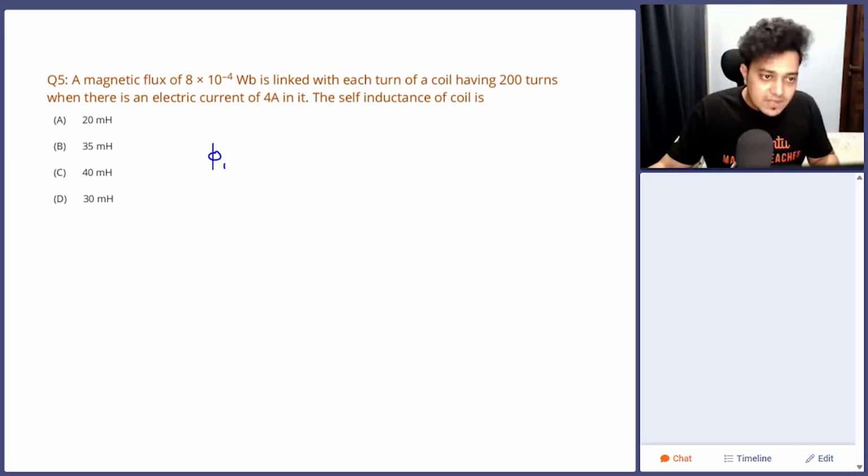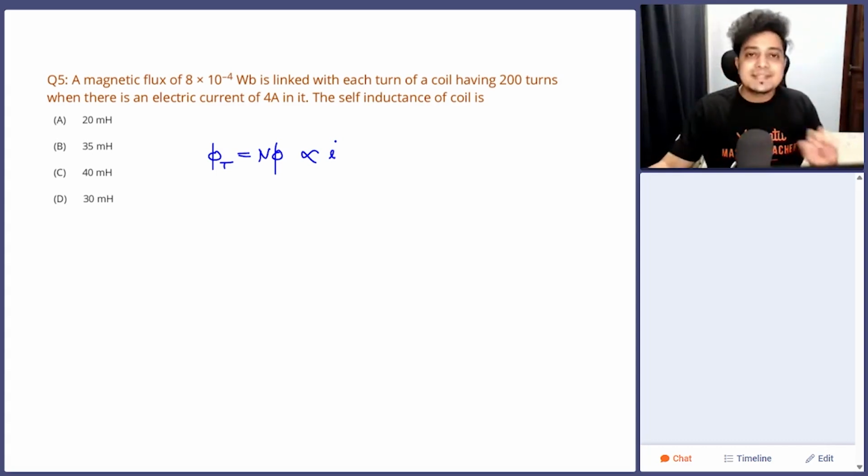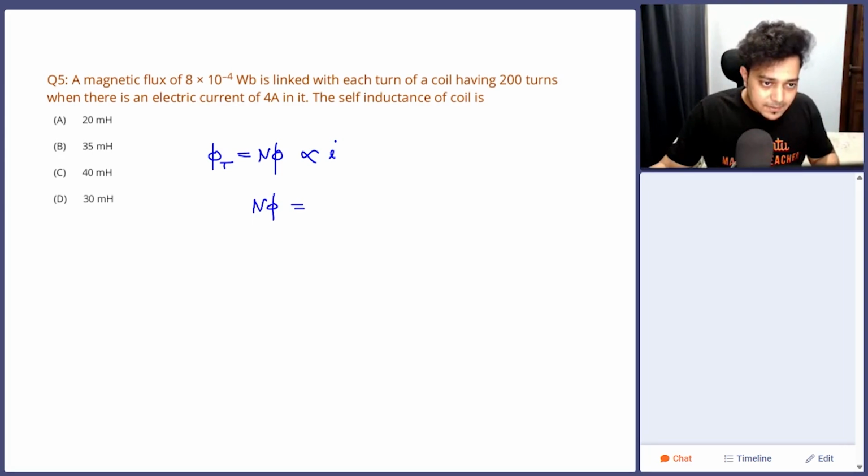So total flux that will be there will be equal to number of turns multiplied by flux of one single turn. And we know that it is proportional to the current. When you convert that proportionality into equality, you get a constant, which is coefficient of self-induction or simply self-inductance. Unit is Henry. So total flux is equal to L into I. Number of turns are 200. Flux for every turn is 8 into 10 raised to minus 4. And current value is 4 ampere.